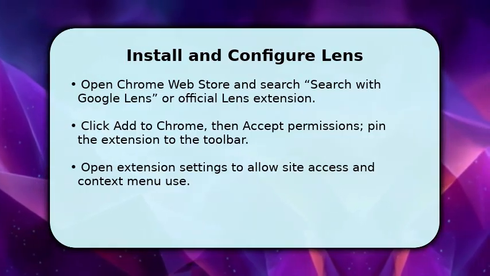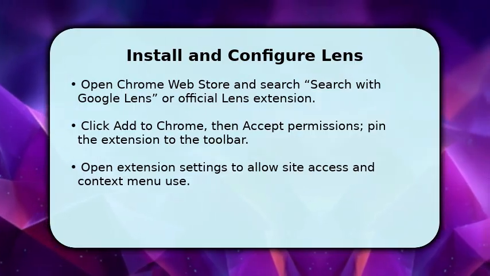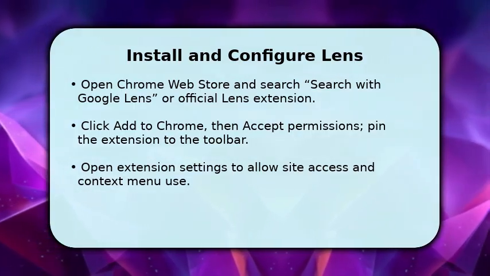Open the extension's options to grant site access and enable context menu items. Make sure those toggles are on. Otherwise, Lens won't appear when you right-click images.